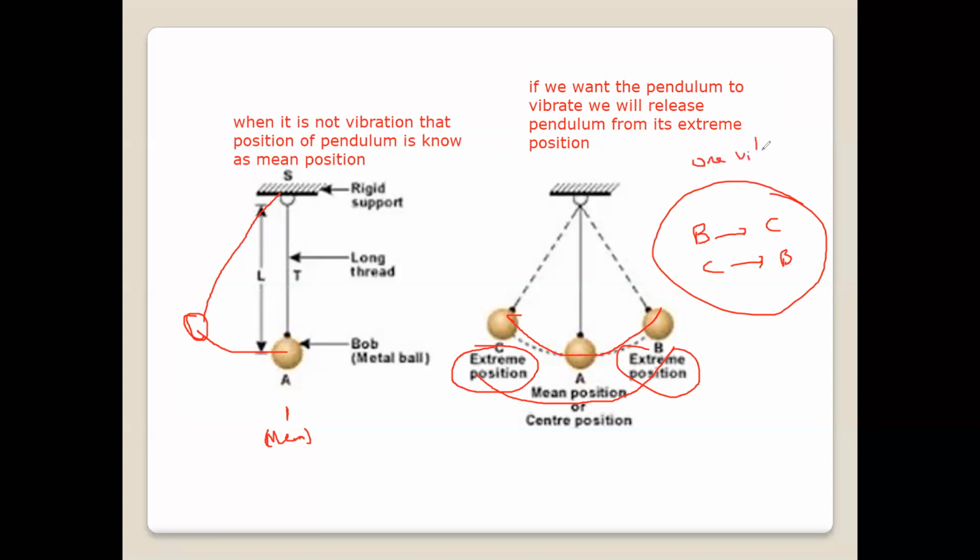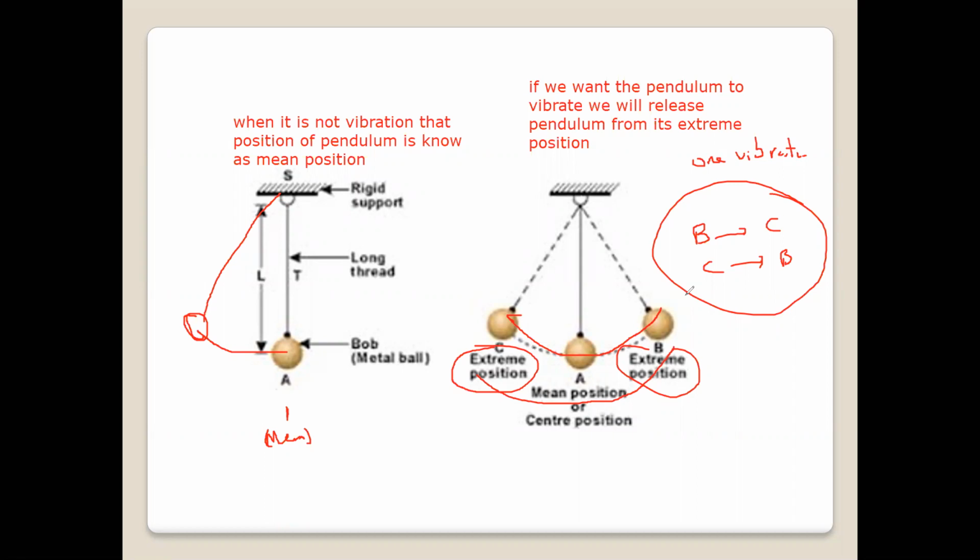And the time it takes to complete one vibration, we call that the time period, or period of the pendulum. So basically, first we measure the length of the pendulum so that we know its length, and then we move the pendulum to its extreme position, either on the right hand side or left hand side, it makes no difference. And then we release the pendulum from its extreme position.